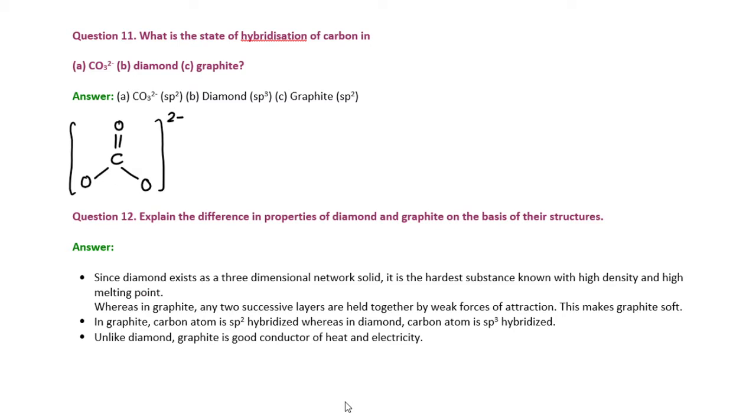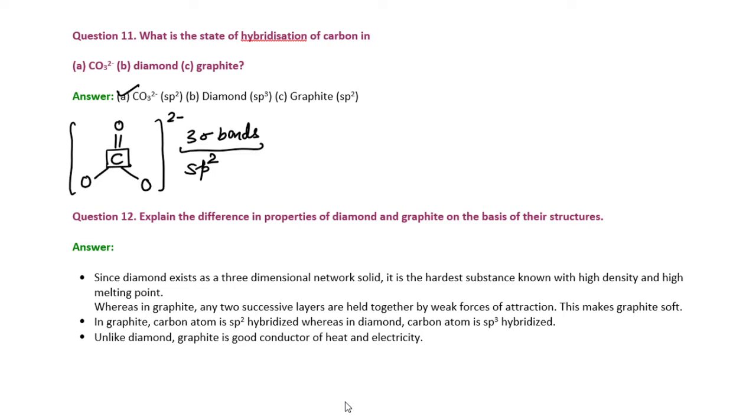So this carbon in carbonate forms 3 sigma bonds. And there are 3 bond pairs as per VSEPR theory and no lone pair. So it has sp2 hybridization. So in case of carbonate, carbon has sp2 hybridization, right?